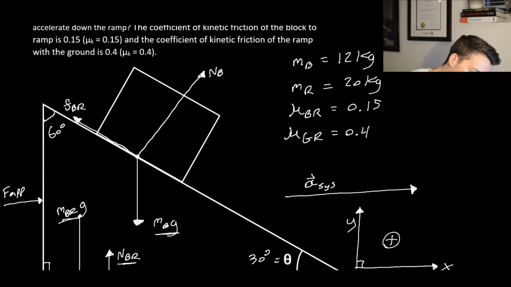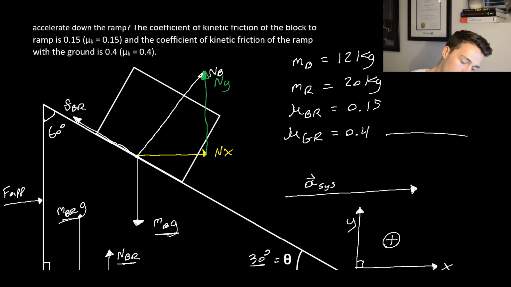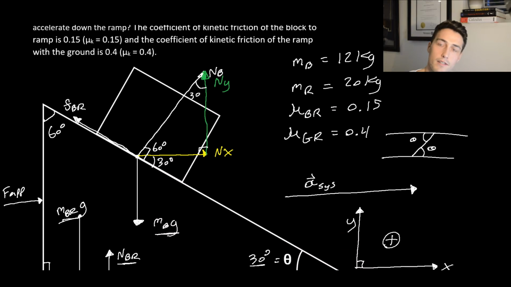So I'm going to break it up and say this right here is NX, and then I'll do this one green. This is NY. And again, if it wasn't clear for the last one, we have a 30 degree angle here, and we have this relationship where these are going to be the same. So we have this 30 degree angle, and this yellow angle to the ramp, and the normal force to the yellow line is going to be 90 degrees. So the addition of those is going to be 90 degrees. So here we have 60 degrees, this is a right angle, and finally this is 30 degrees.